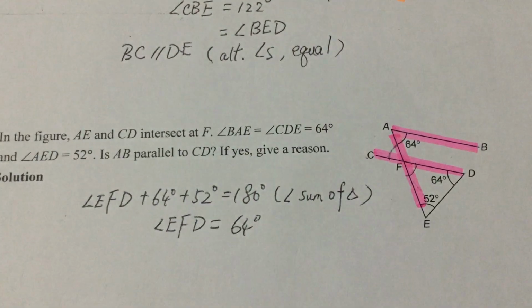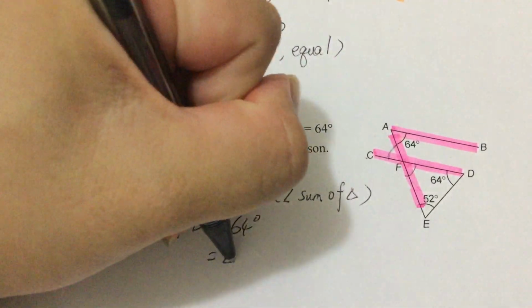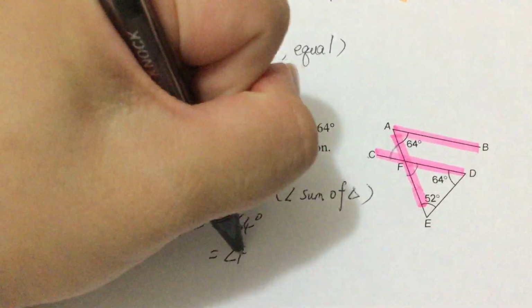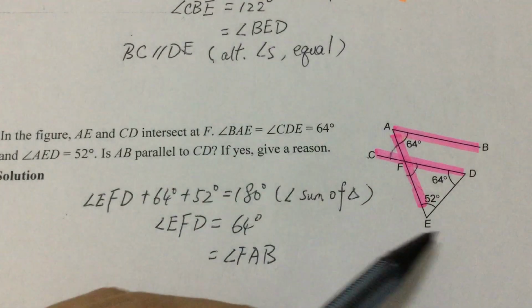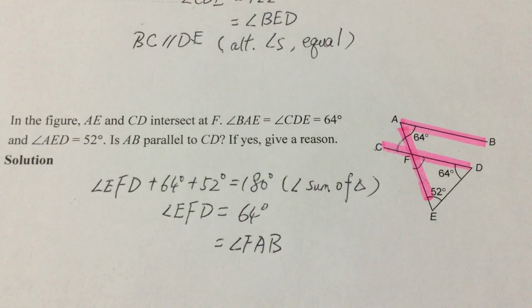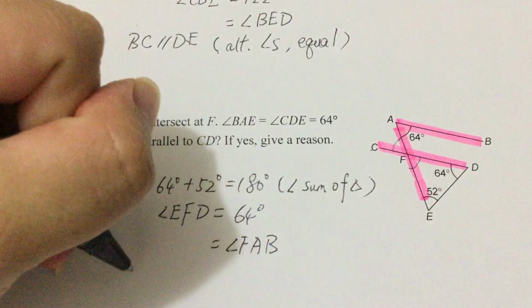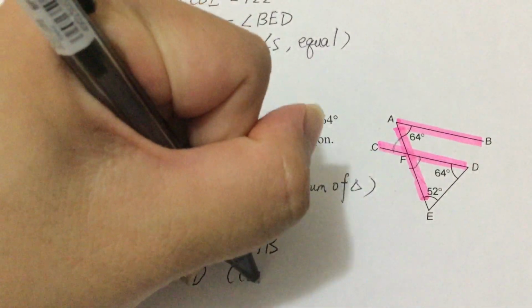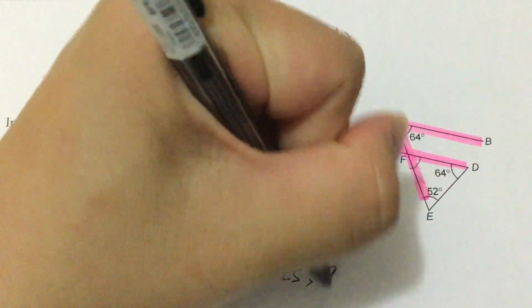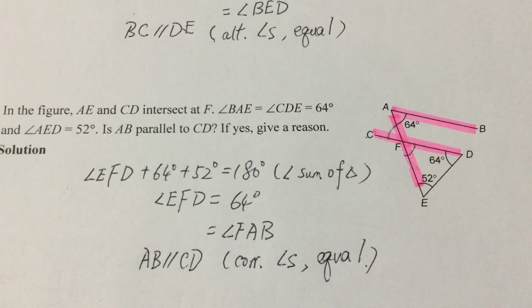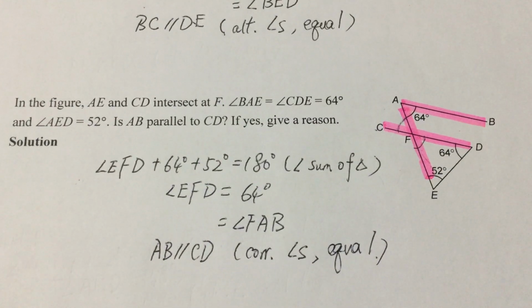Luckily, we can say immediately angle EFD is equal to angle FAB. Immediately we know this one is 64 and this one is also 64, so we can say they are parallel with the corresponding angles equal. We can say AB is parallel to CD, and the reason is corresponding angles equal. So we can write something like this. This is question 9.